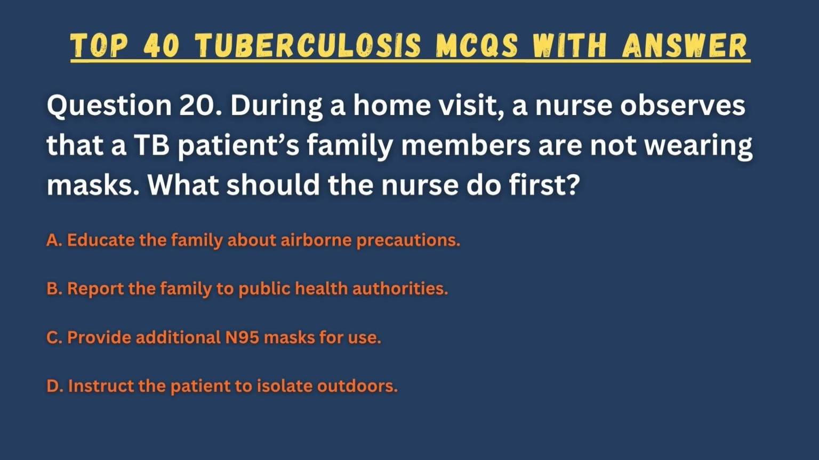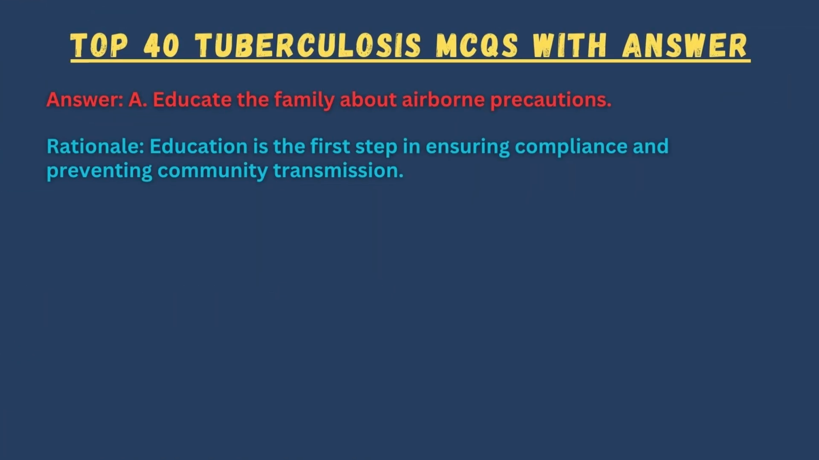What should the nurse do first? A. Educate the family about airborne precautions. B. Report the family to public health authorities. C. Provide additional N95 masks for use. D. Instruct the patient to isolate outdoors. Answer A. Educate the family about airborne precautions. Rationale. Education is the first step in ensuring compliance and preventing community transmission.